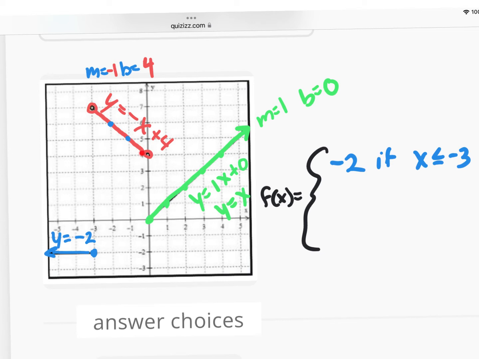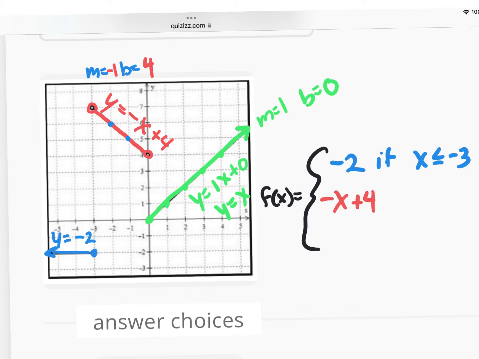Let's move on to this red line, or at least the piece of this red line that normally would go forever in both directions, but we're only looking at it from here to here, which is a condition from -3 to 0. Again, you want to write this red equation in this piecewise function. So here's the y equals. And over here, we're going to write -x plus 4.